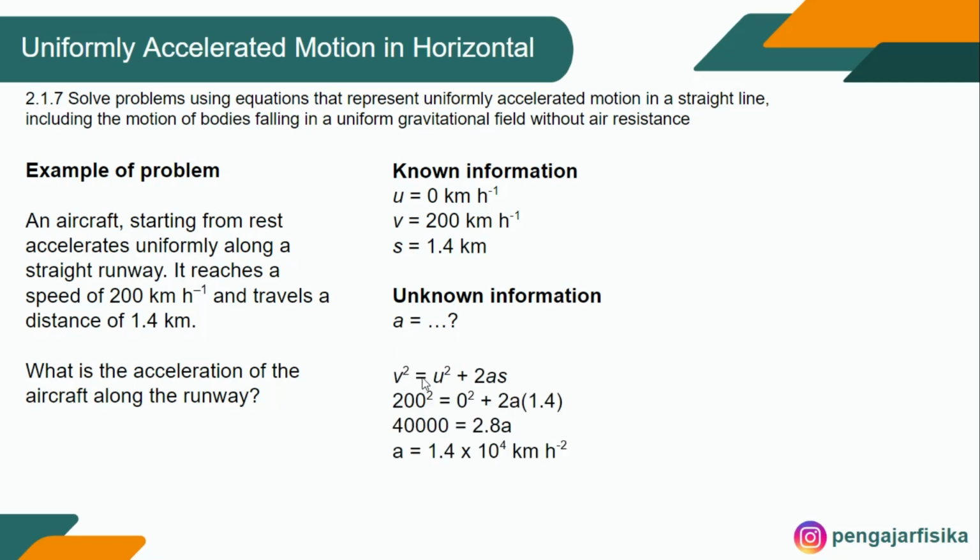v squared equals u squared plus 2as. And then we substitute the v. It's 200 squared equals, the u is 0, so 0 squared, plus 2a times the displacement or distance, 1.4. And then 200 squared is 40,000. 0 squared is 0. So 2 times 1.4 is 2.8a, and the a will be 40,000 divided by 2.8. So the final answer will be 1.4 times 10 to the power of 4 kilometer per hour squared.